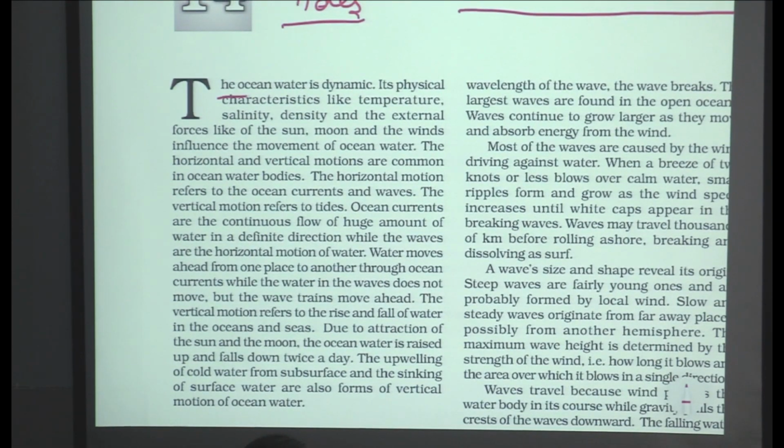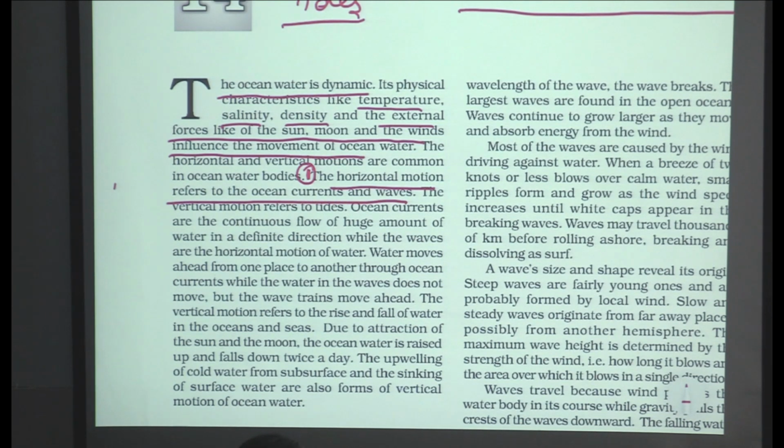It reads, the ocean water is dynamic, which has variations in its temperature, salinity, density and the external forces like sun, moon and the wind that influence the movement. The movement of ocean water has to be taken with three defined characteristics. Now if I read the next line, numbering it as number 1, the horizontal motion refers to the ocean current and waves. So if I take sea waves and oceanic currents, we are actually talking about horizontal movement of ocean water.